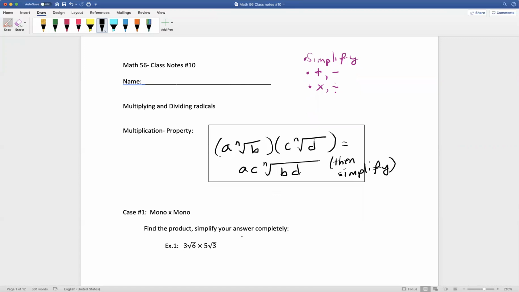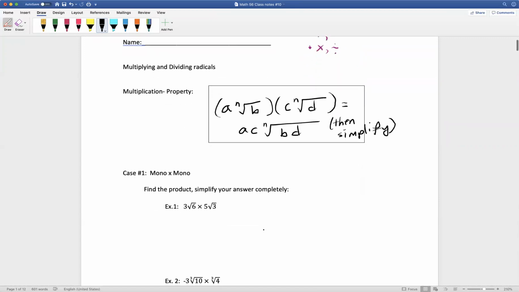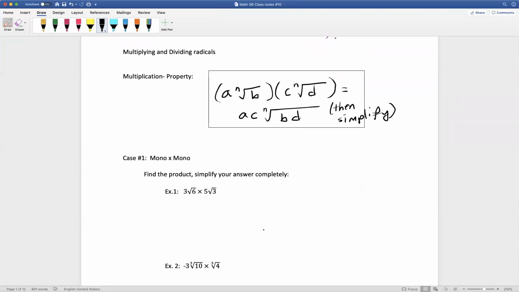Let's take a look at this first example, which says 3 square root of 6 times 5 square root of 3. Notice, first of all, that both of these are square roots, right? We have a square root here and a square root here, so we can multiply them together. We're going to multiply numbers on the outside of the radical together, 3 times 5, which is 15. And then we're going to multiply numbers on the inside of the radical together, 6 times 3, which is 18.